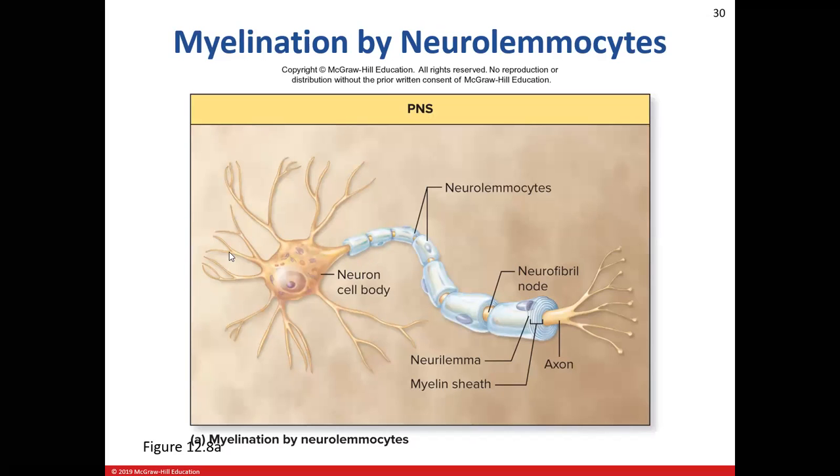Take a look at the PNS with a little bit bigger look at it. You'll see that each of these is a neurolemmacyte or a Schwann cell. And then the space in between there, again, is the node of Ranvier. And again, we'll talk about how that actually speeds up the process of the action potential.